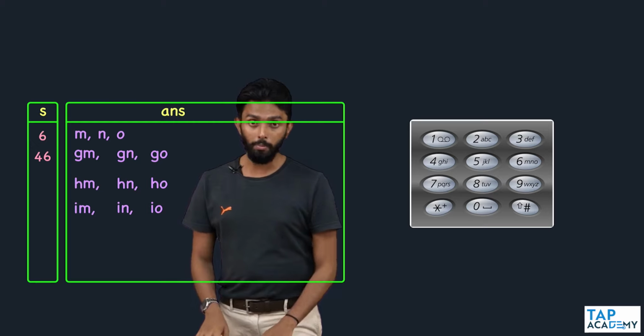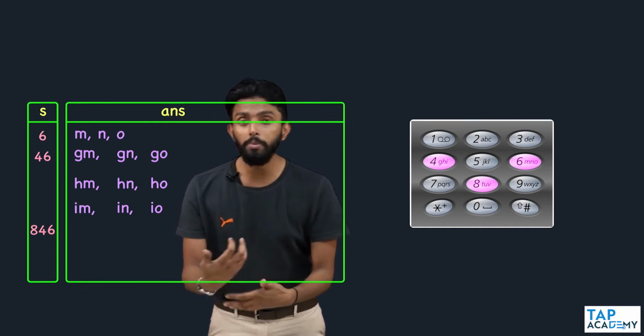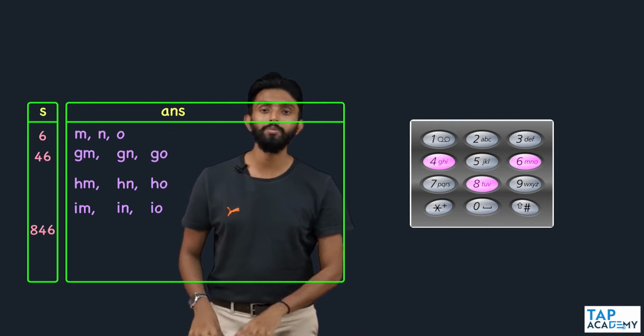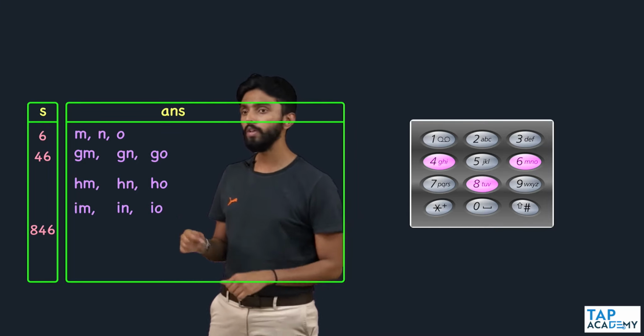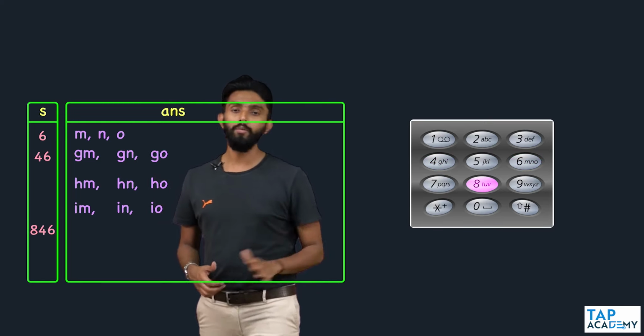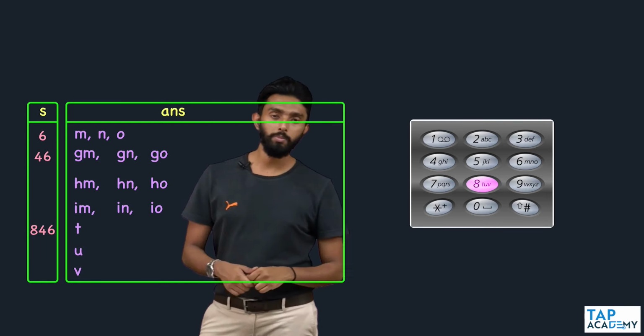Now let us assume somebody gave 8, 4, 6. What are all the different combinations that one can generate using the keys 8, 4 and 6 from the keypad on your phone? Simple. If you look at it, 8 has T, U and V. Would you agree with me? Which means T is possible, U is possible, V is possible.